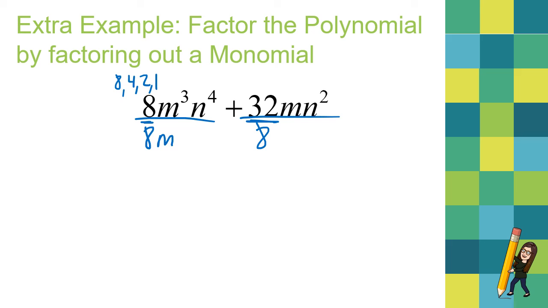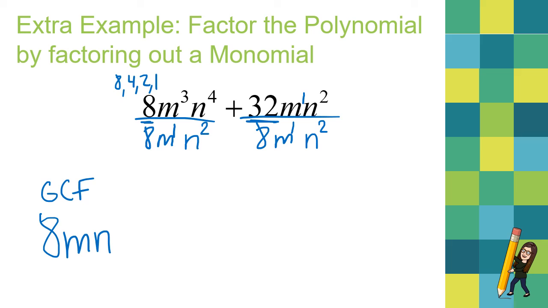M, they both have M's. The largest is 3, the smallest is 1. So the most I can take out is 1. N, they both have N's. I have N to the 4th and I have N squared. So the most I can take out is 2 of them. Now let's actually divide. My GCF is 8mn squared.